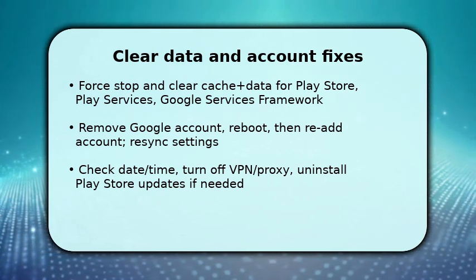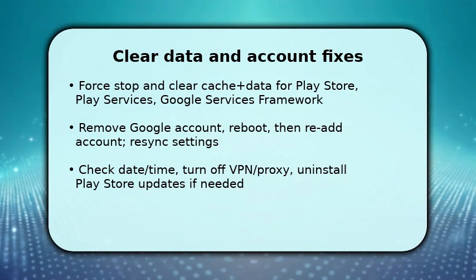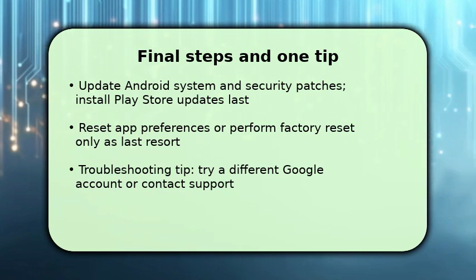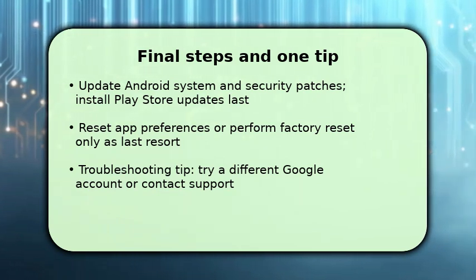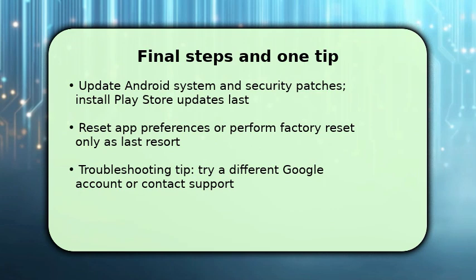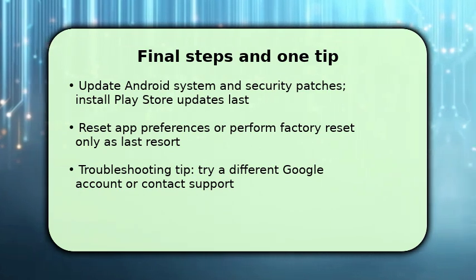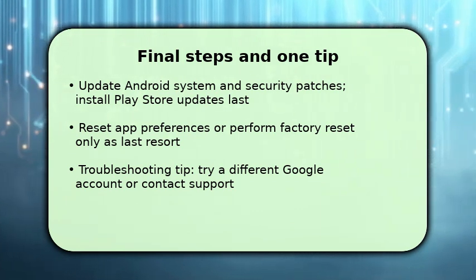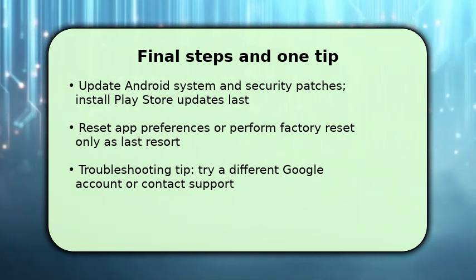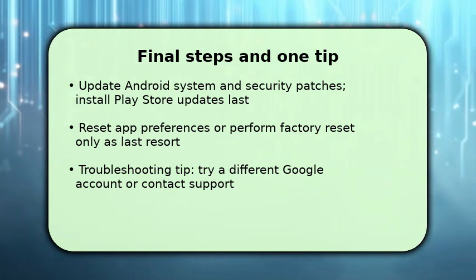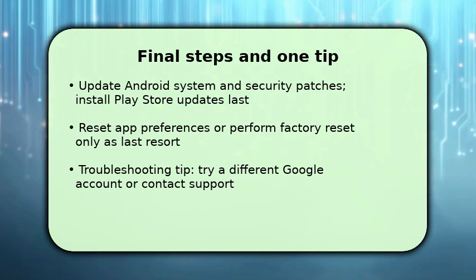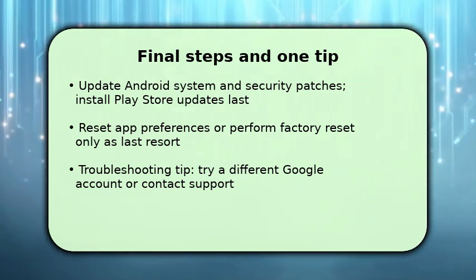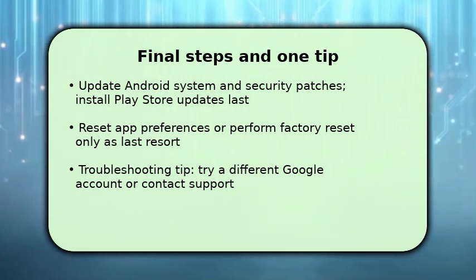You finish by applying the final remedies that resolve persistent errors. Make sure Android is fully updated and install Play Store updates after system patches. That aligns app compatibility. If issues persist, reset app preferences to restore defaults and only consider a factory reset as a last resort because it erases data. If nothing works, try signing in with a different Google account to isolate account issues, and if needed, contact Google support.